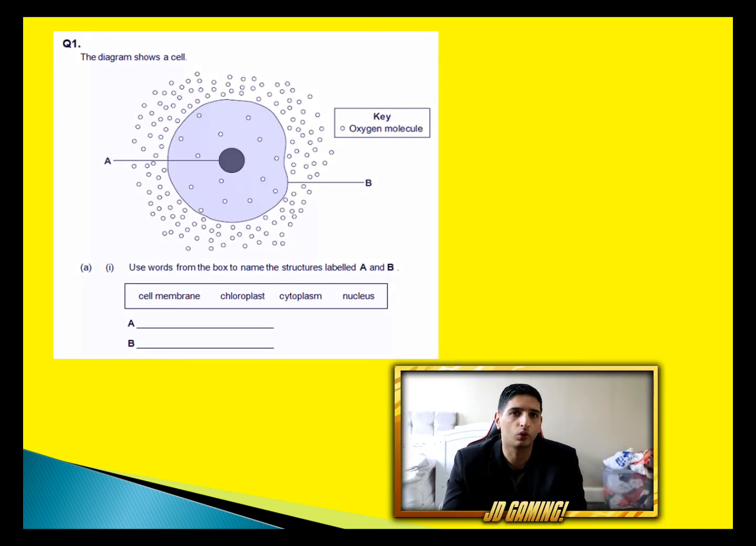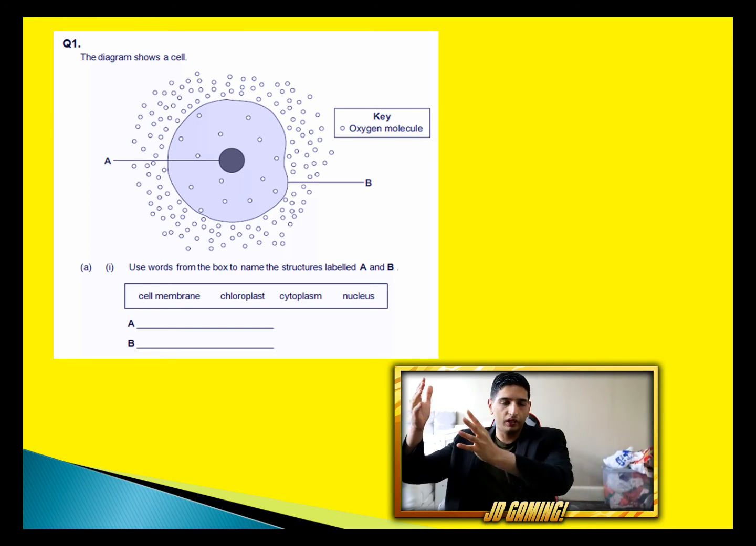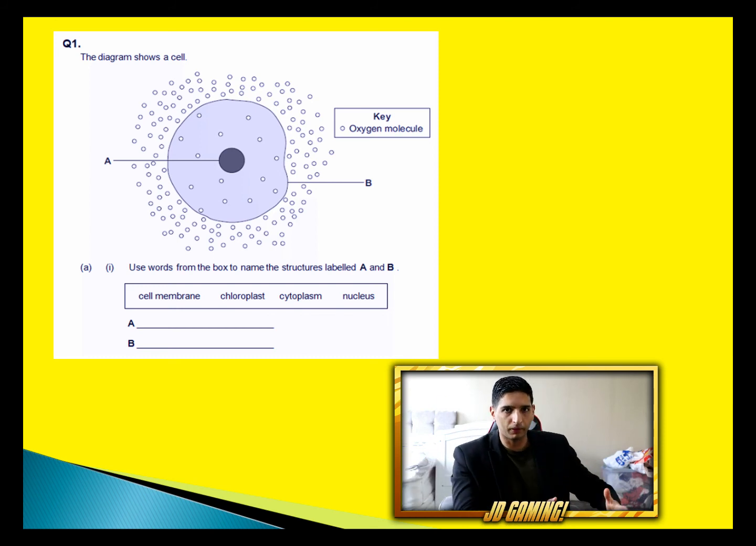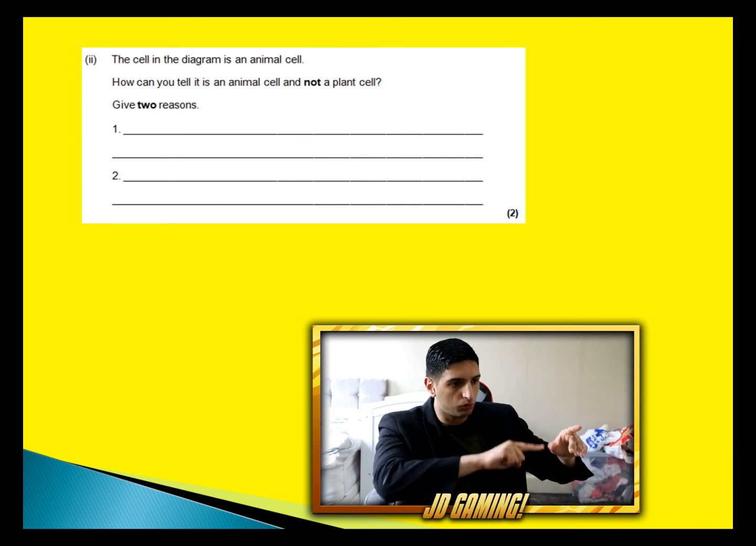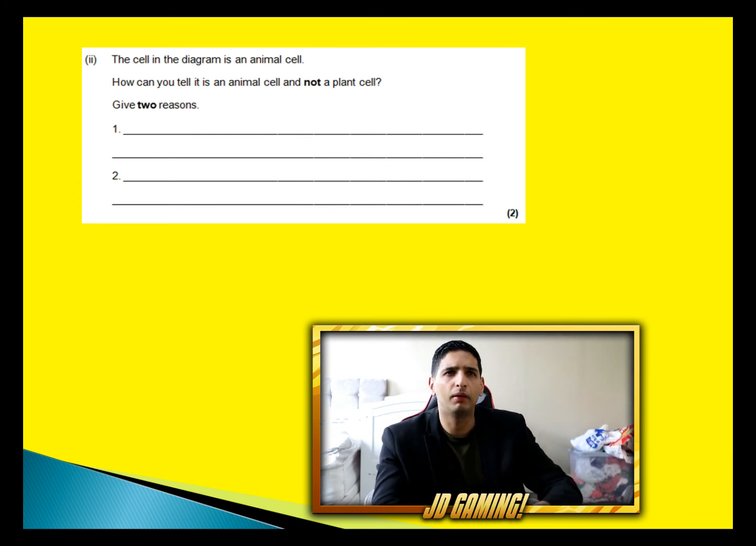This is another question they could ask, a simple labeling question. Pause the video, have a go. A is definitely the nucleus and B is the cell membrane, because cell membranes are in animal cells and also in plant cells, but in plants you have the cell wall and then they have the cell membrane.